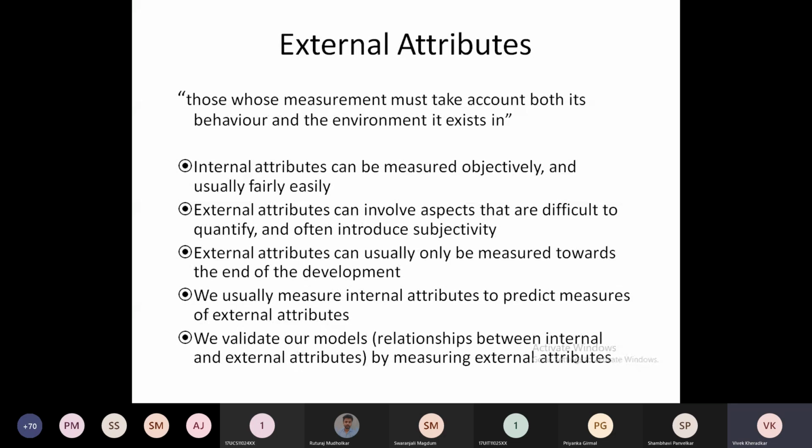And this external attribute, which is software reliability, depends on the machine environment and also the user who is using that software. So that's why while measuring the external attribute, we need to consider the environment also. When you measure the internal attribute, it depends directly on the product. But when you consider measuring the external attribute, there are lots of aspects we need to consider.